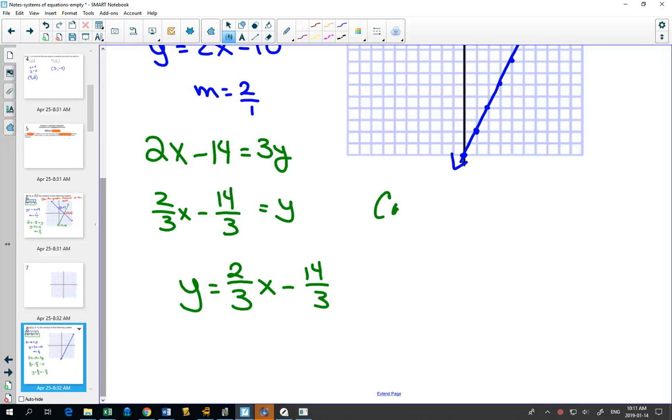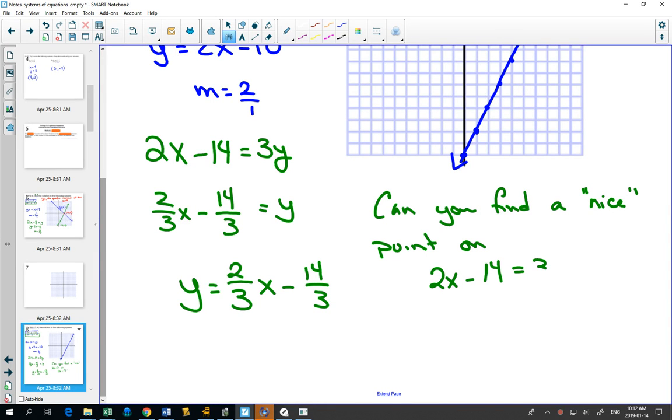Question. Can you find a nice point on the green graph, which was 2x minus 14 equals 3y? Or what was it originally? 2x minus 3y equals 14. If you can find one nice point on the graph, then we could use our slope to find other points.